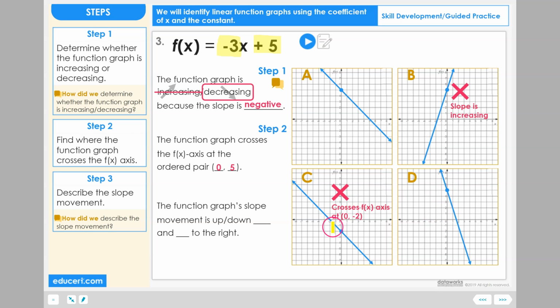So we can now eliminate graph C since this function graph crosses the f of x axis at 0, negative 2, and we know that our function must cross at 0, positive 5. We have options A and D remaining. Step 3. Describe the slope movement.